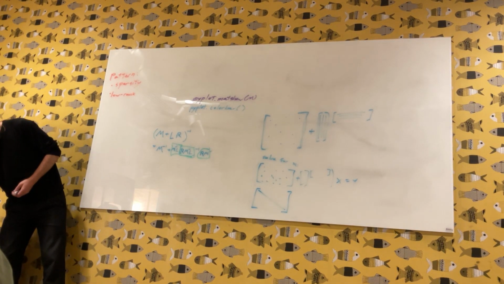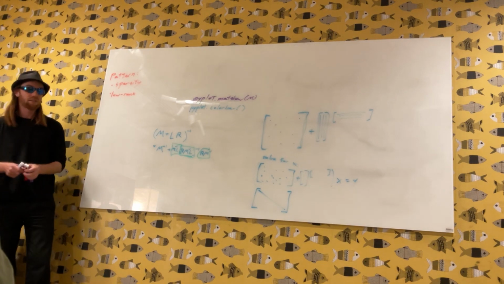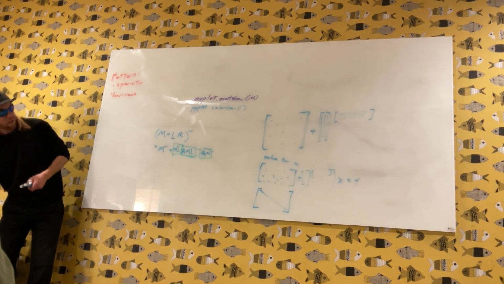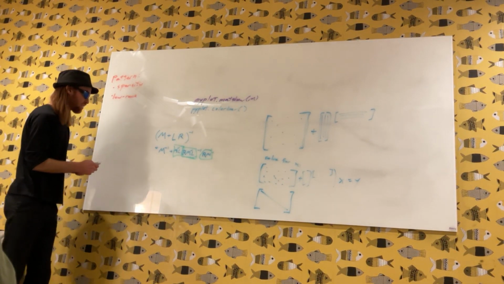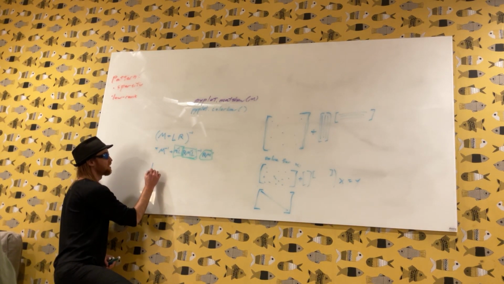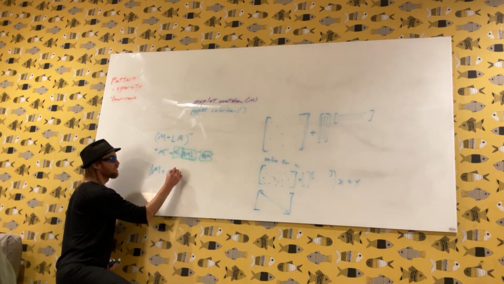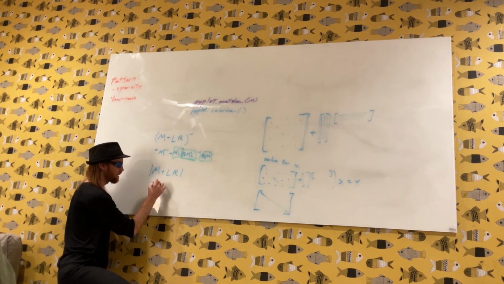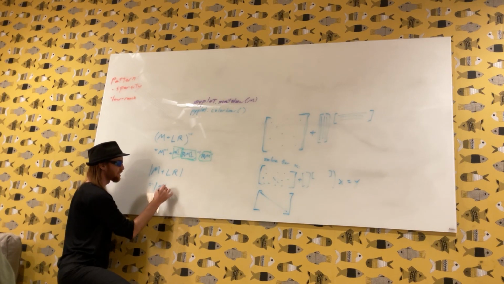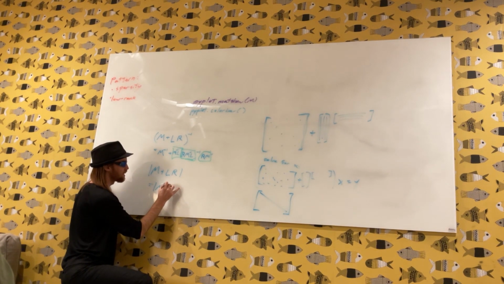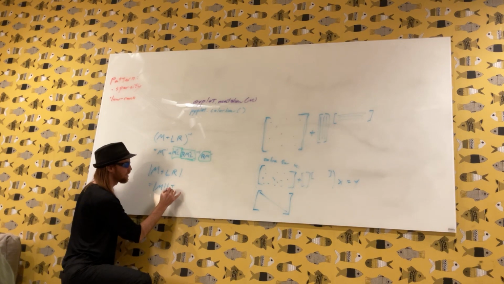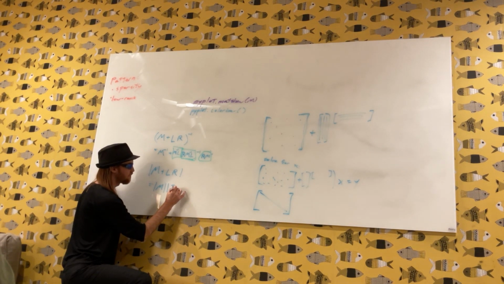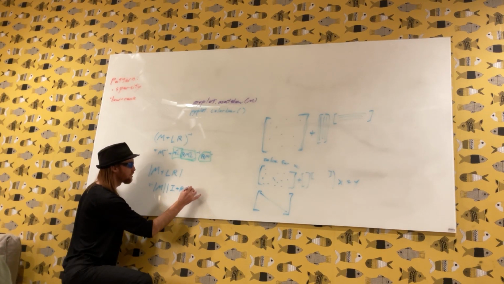Similarly, if you're looking at, for instance, the determinant, there's a similar formula. You get the determinant of M plus LR is equal to, again, I may not get this exactly right, but you can look it up on Wikipedia when you need it, the determinant of M times the identity plus R inverse L. I think that's it.